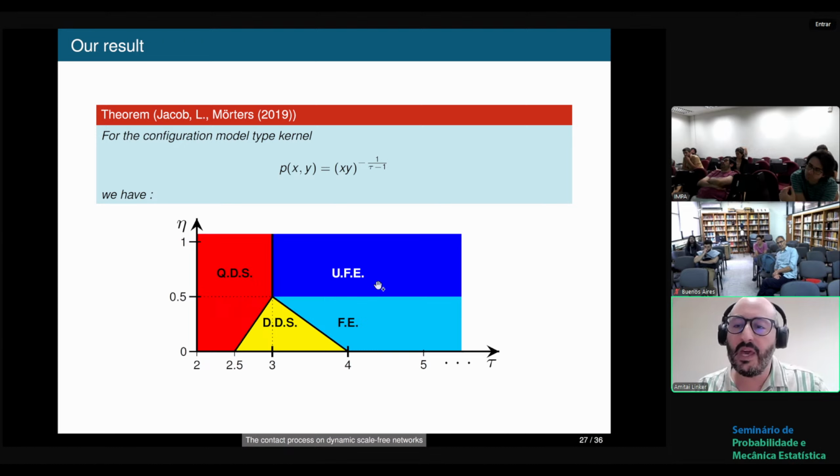And a byproduct of our proof is that when there is fast extinction, we can split this region into 2 regions. One is ultra fast extinction, in which the extinction time is logarithmic, whereas here it is polynomial.